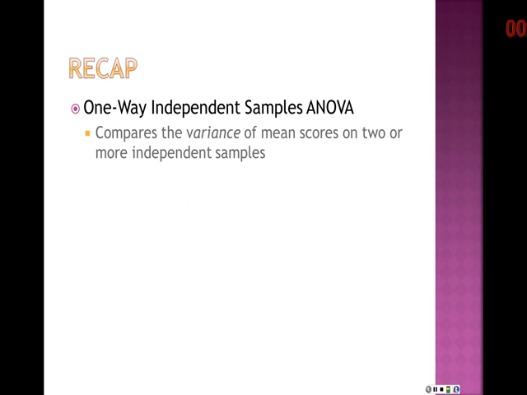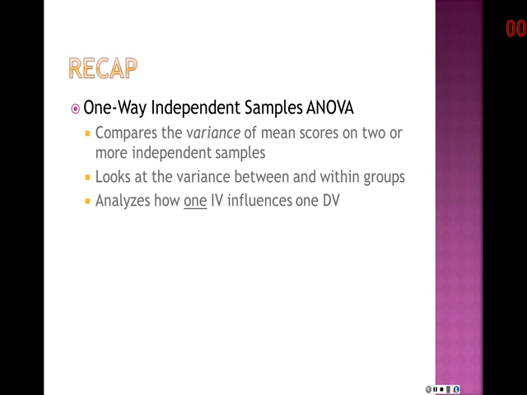So let's recap. The one-way independent samples ANOVA compares the variance of mean scores on two or more independent samples, right? So it looks at the variance between and within groups, and it analyzes how one independent variable influences one dependent variable.